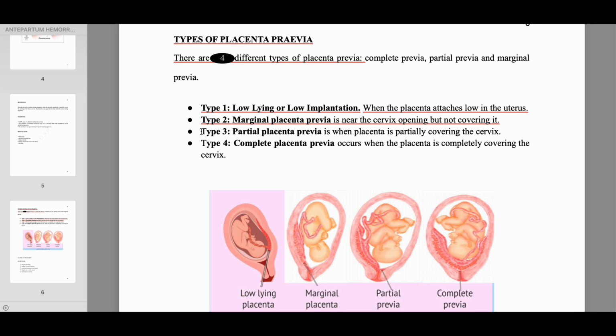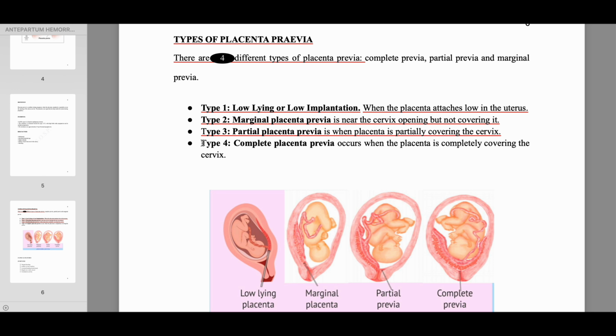Now moving to the next type, type 3, partial placenta previa. This condition is when the placenta is partially covering the cervix. As you can see in this one, when the placenta is partially covering the cervical opening, this condition is partial placenta previa.